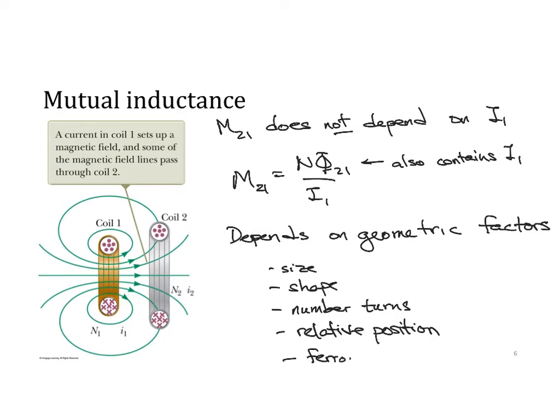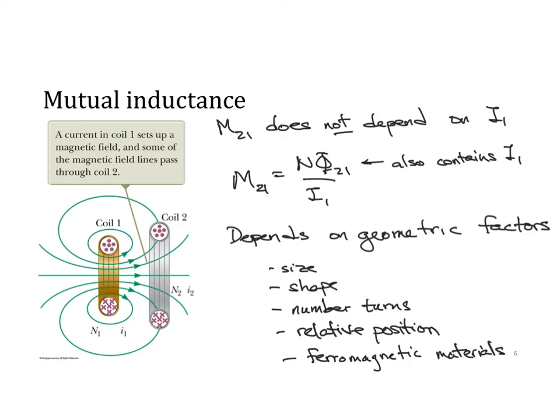So if we put an iron core in either one of these coils or in both of these coils, that would change the magnetic field that we've created, and that would change how this mutual inductance works. Just like putting a dielectric in between capacitor plates changes the capacitance. So our mutual inductance is usually determined experimentally, and we can talk about the easy experiments that you would do to introduce this.